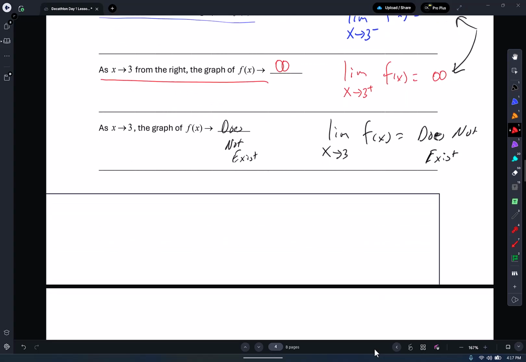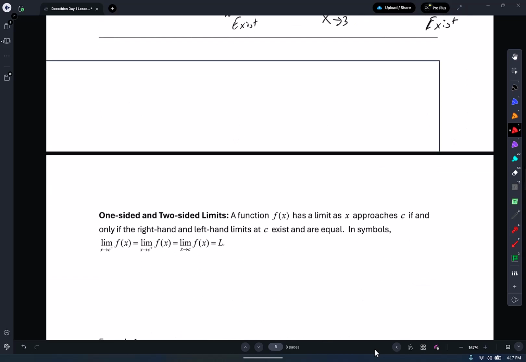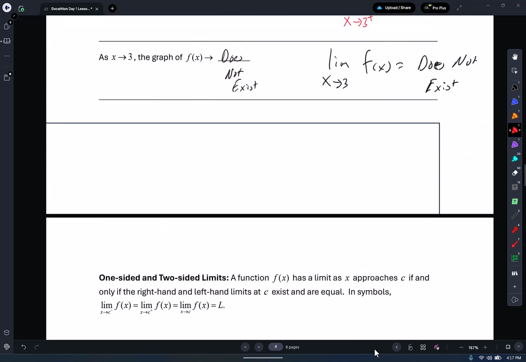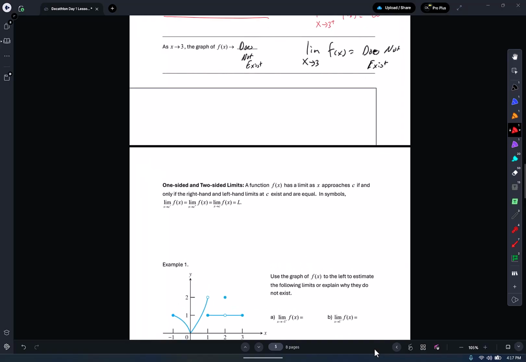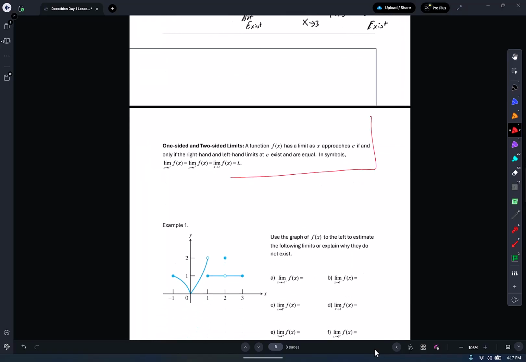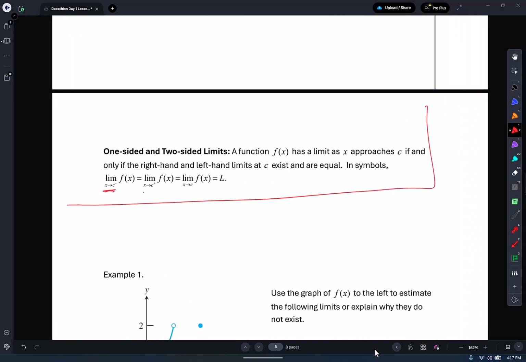How do we feel? Yeah. Then I have some rules here. Sorry that the formatting looks weird. There should have been a box right here. So all that means is if you approach from both directions and it equals the same value, then that's what the limit is. That's all it means. A function has a limit as x approaches c if and only if the right hand and left hand limits at c exist and are equal. In symbols, here's how it looks.